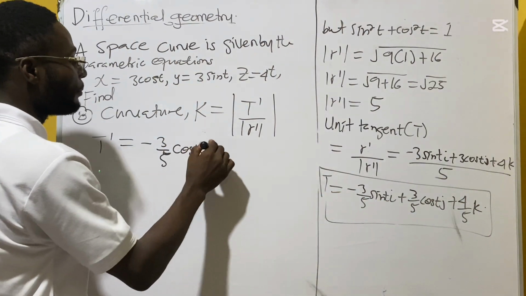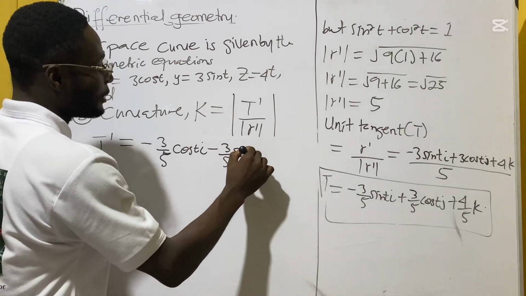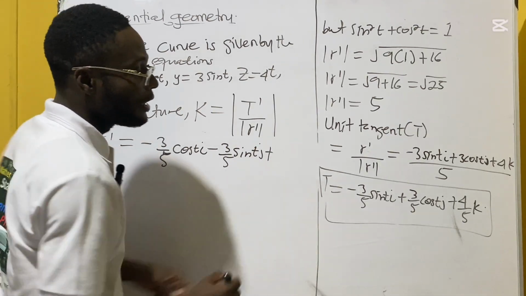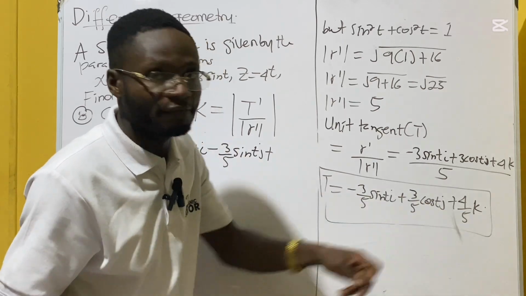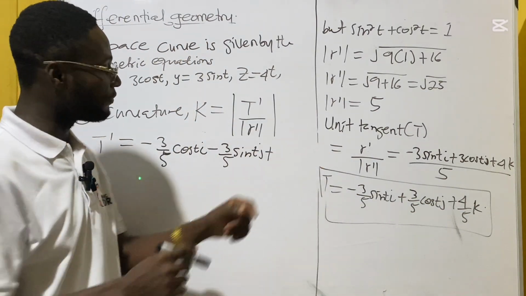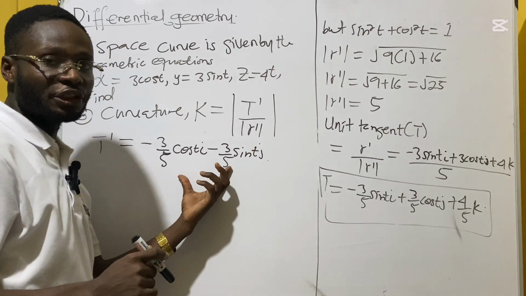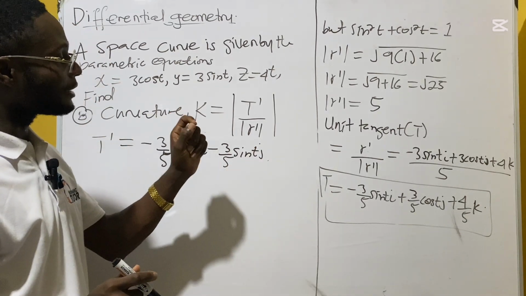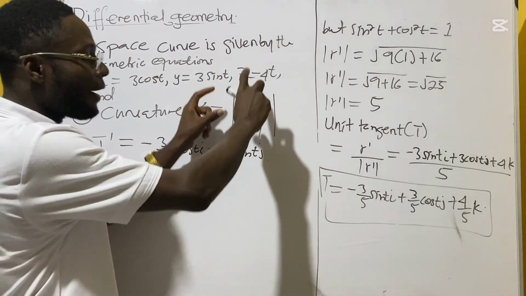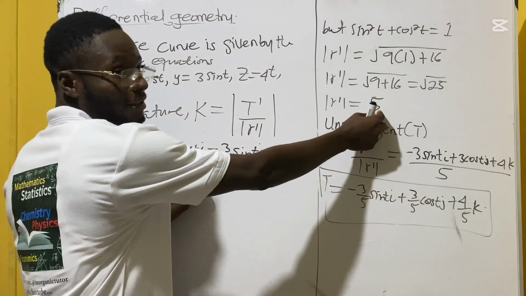So we have minus 3/5 sine Tj plus, when you differentiate 4/5, you have 0. So that part goes off. So that is it. So we have the differential of the unit tangent. What we need next is to find the magnitude of this over this, right?